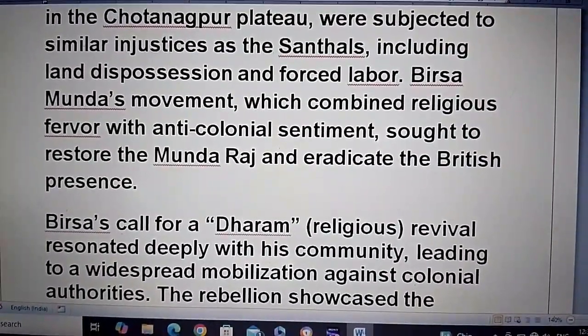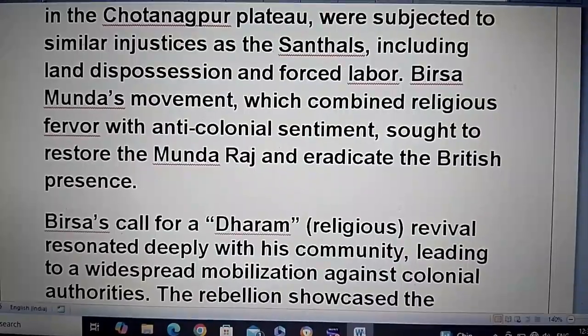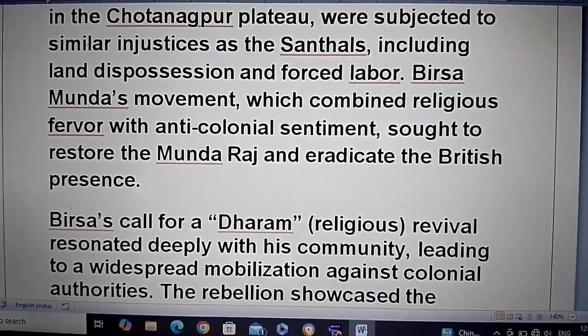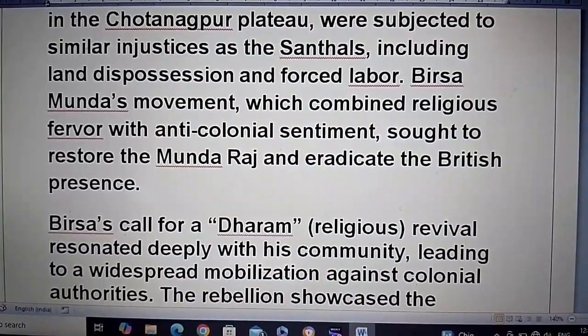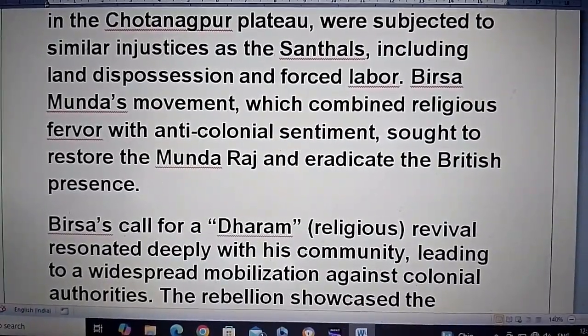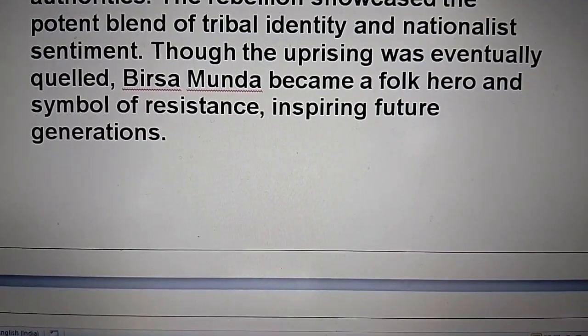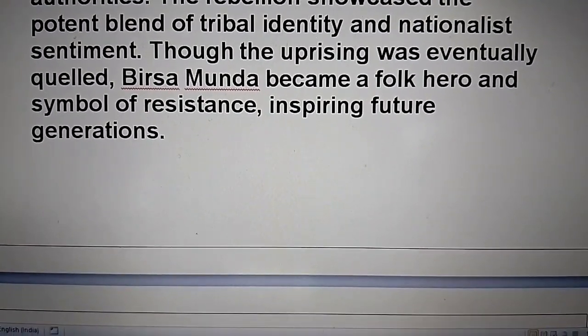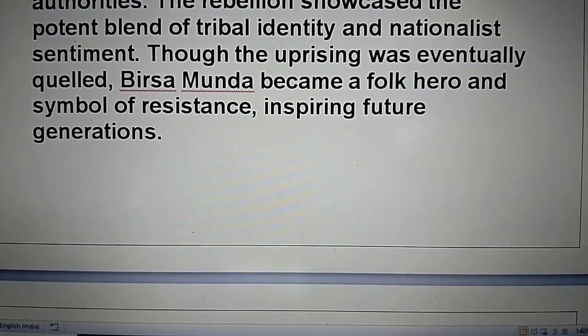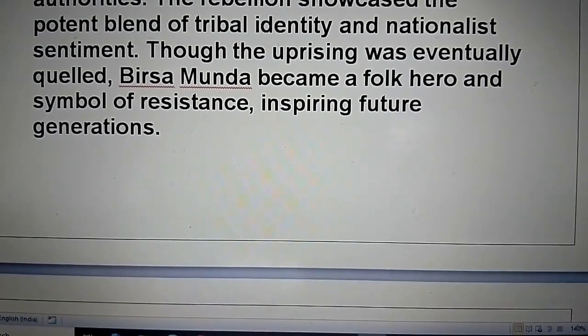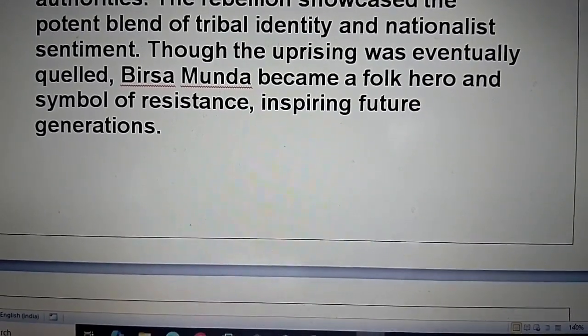Birsa's call for a Dharam religious revival resonated deeply with his community, leading to a widespread mobilization against colonial authorities. The rebellion showcased the potent blend of tribal identity and nationalist sentiment. Though this uprising was eventually quelled, Birsa Munda became a folk hero and symbol of resistance, inspiring future generations.